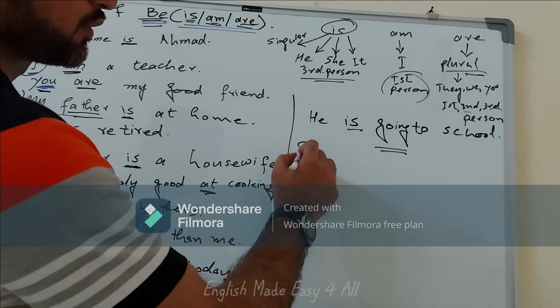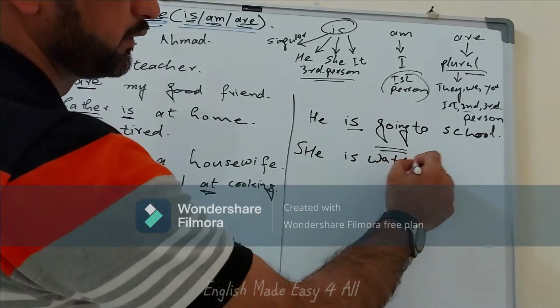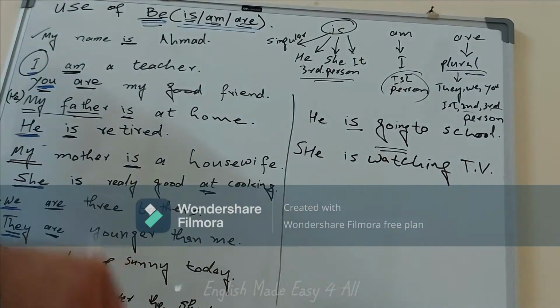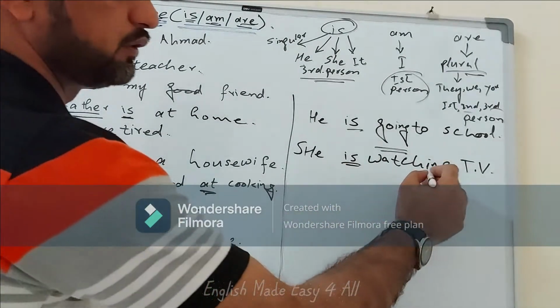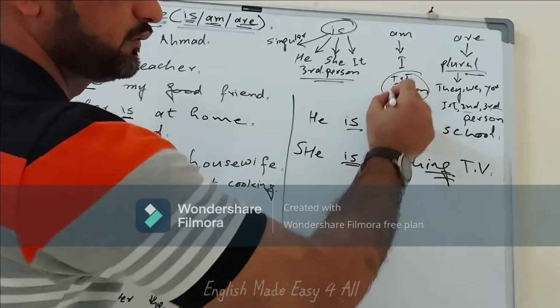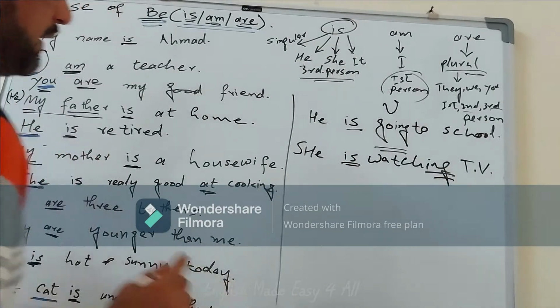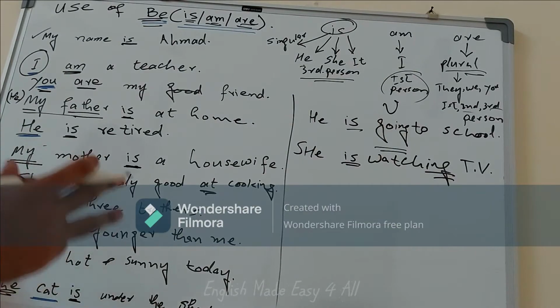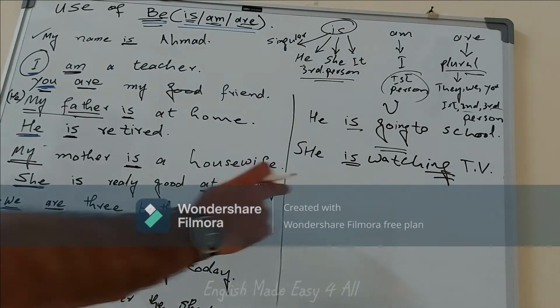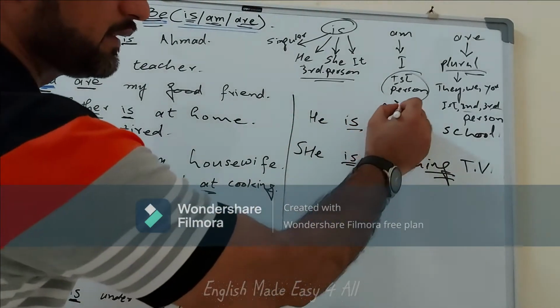He is or she is watching TV. Now she is watching TV. If you use is, am, are, we use it with the verb. So this is the main verb. Now here there is no other verb. So that is why we use is, am, are as the main verb, as a link between the subject and the object. But here there is already a verb.